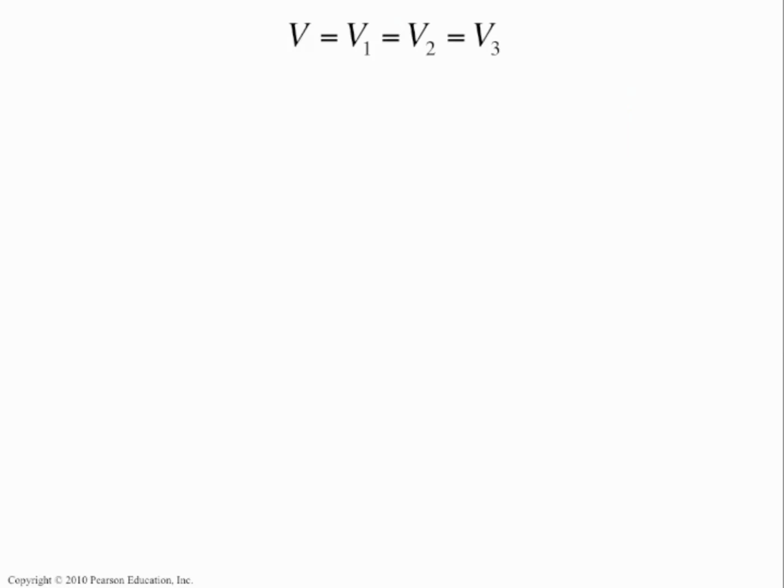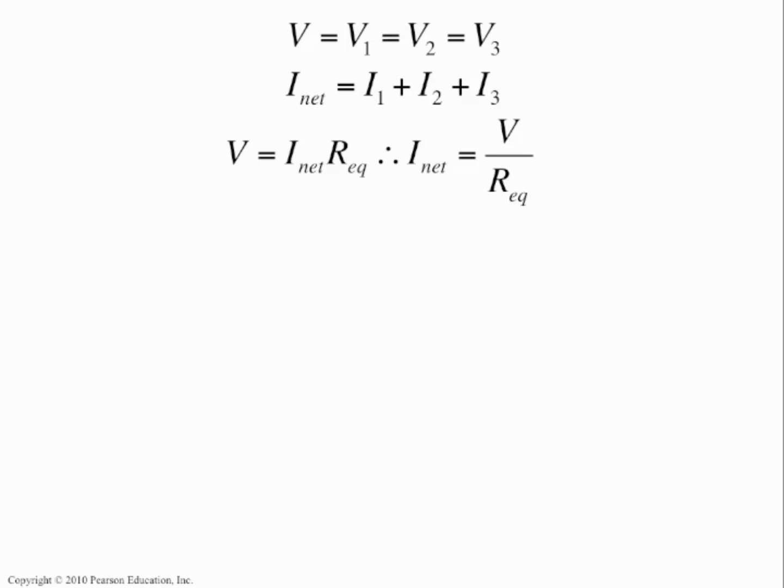All right, now we're going to derive an expression for equivalent resistance when we're dealing with resistors in parallel. We already know that V of the battery is equal to V1, is equal to V2, is equal to V3. All the voltages are the same. And we know that I net equals I1 plus I2 plus I3. And so now we can recall Ohm's law: V equals I net times R eq. That can be rewritten as I net equals V over R eq. And then we can replace our I net with V over R eq.